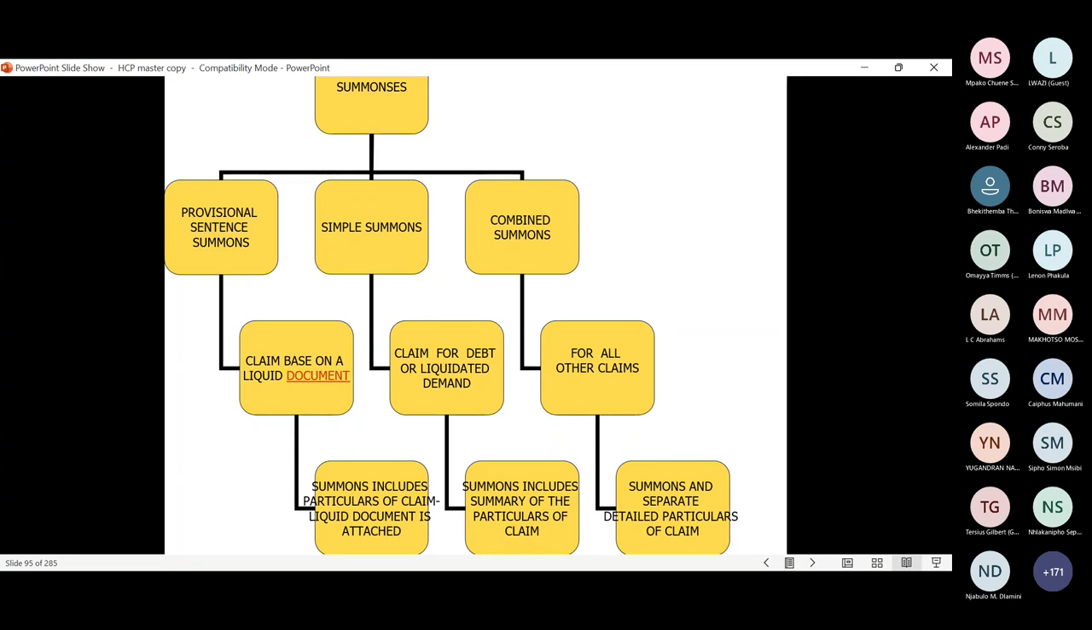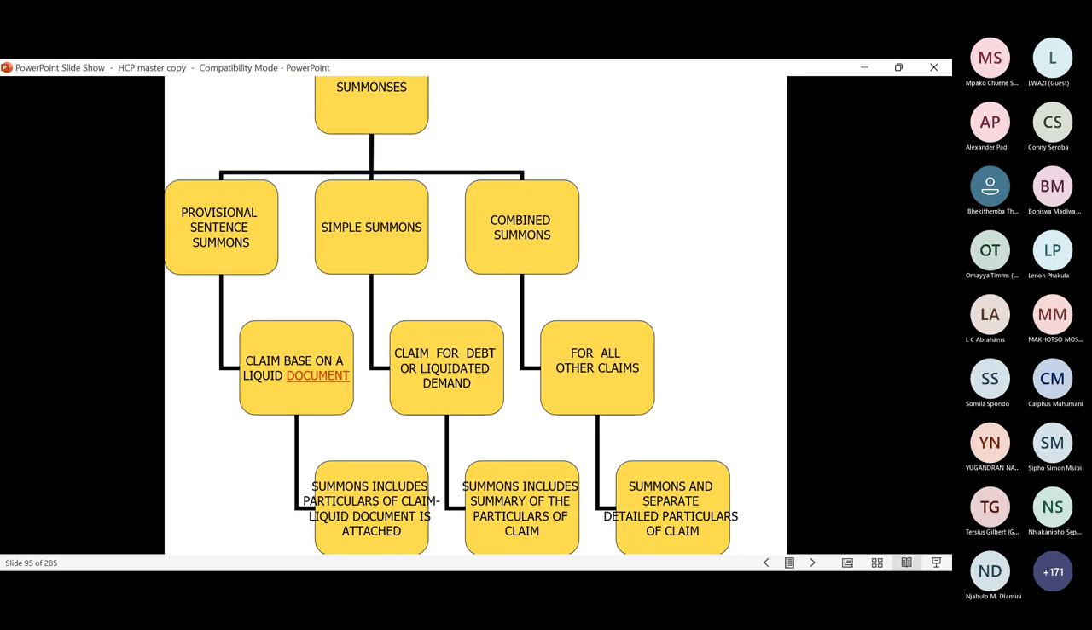The combined summons consists of the summons, and then it has a separate document, which is details of the particulars of the claim. So the combined summons, it's combined, consists of 2 documents. The summons, which is Form 10, and a separate document called the particulars of claim. There are examples of particulars of claim on pages 234 and 235 and 233 also. 233 to 235, check examples of particulars of claim, right?